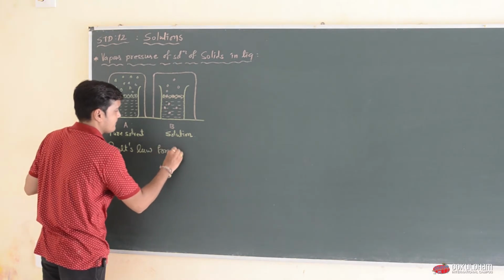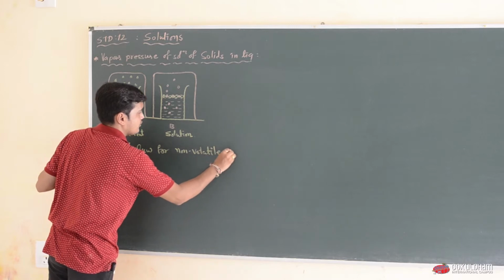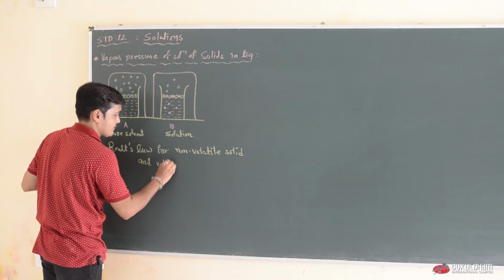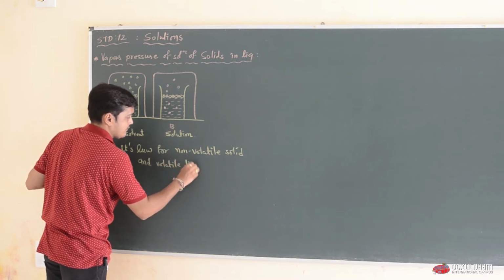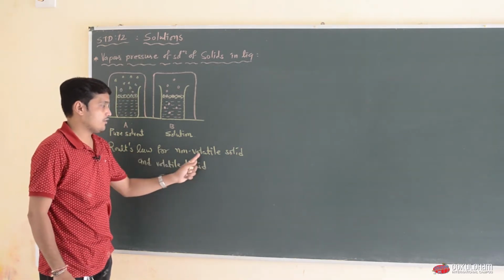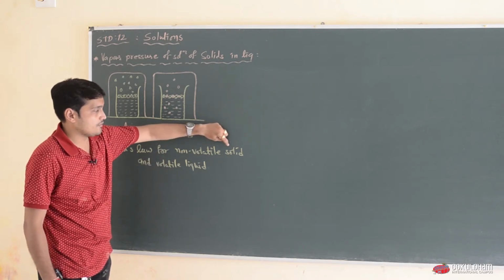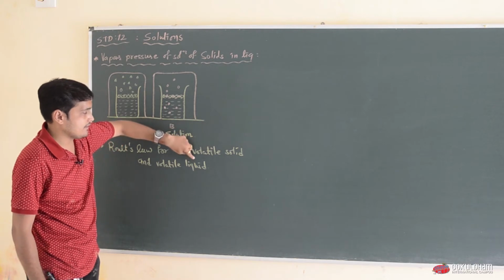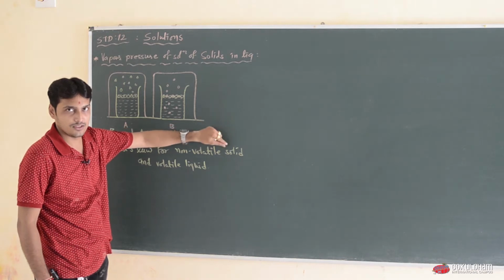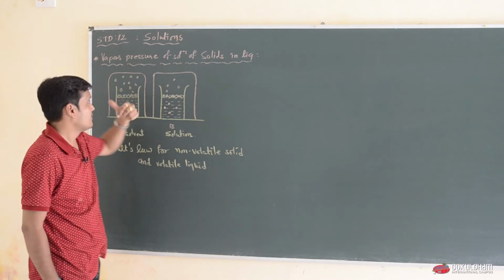This law is known as Raoult's law for non-volatile solid and volatile liquid. Means solid is non-volatile and liquid is volatile. So solute particles added into this liquid are stable in the solution throughout the process. The weight of these solute particles does not change in the beaker.